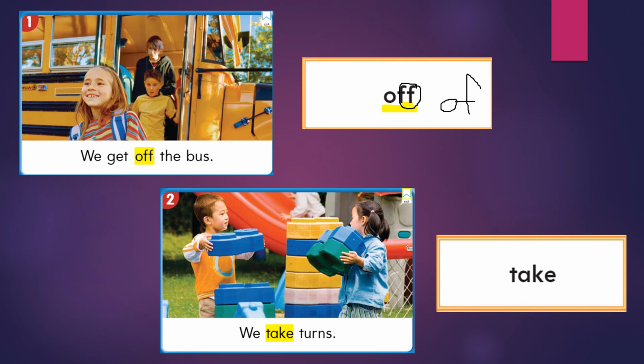All right, let's take a look at our word number 2. And word number 2 is take. T-A-K-E, take. The T sound is T. The A is a long A sound, A. And the K is a K. And the E is silent, T, A, K, take.